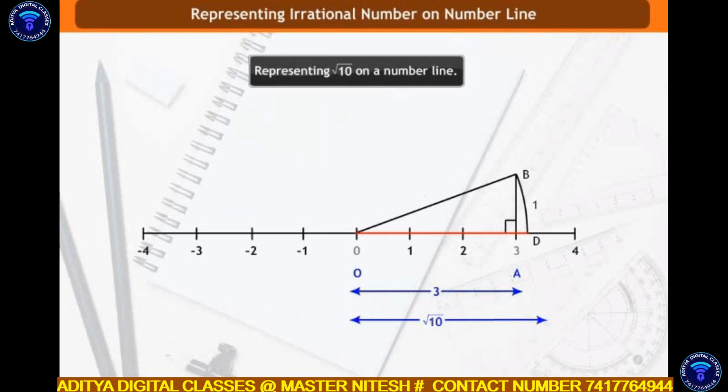Do you agree? Yes. Let us apply Pythagoras theorem in triangle OAB. OA equals 3 units and AB equals 1 unit. So the square of hypotenuse OB is equal to OA square plus AB square. That is 3 square plus 1 square equals 10. OB equals root 10 units and also OD is root 10 units. This method is faster and easier to construct irrational numbers on the number line.